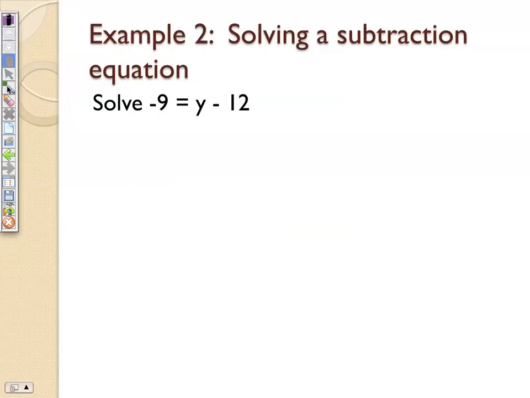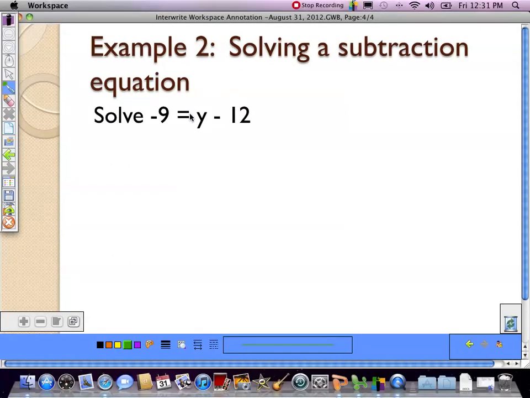All right, let's try another example. Again, I want you guys to draw the imaginary line straight through the equal sign. Now, over to the side, you can write IBS, just to help you remember inverse, balance, solve.